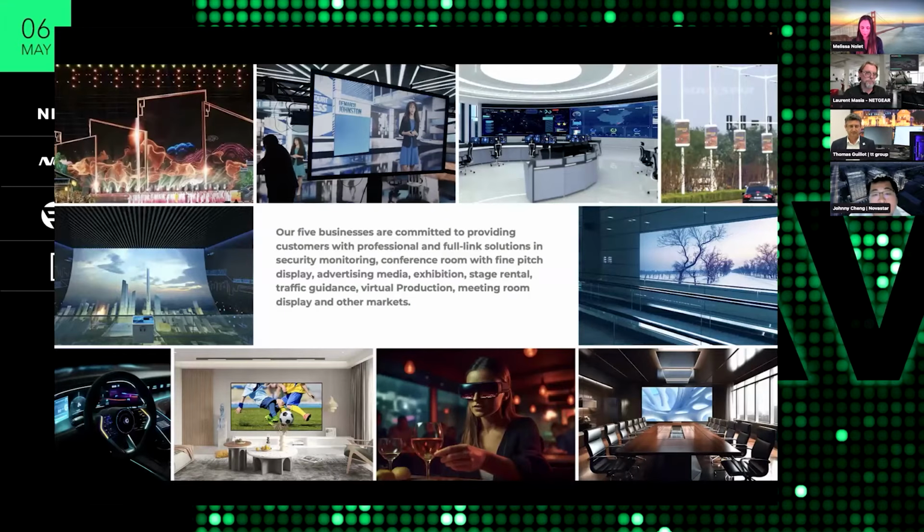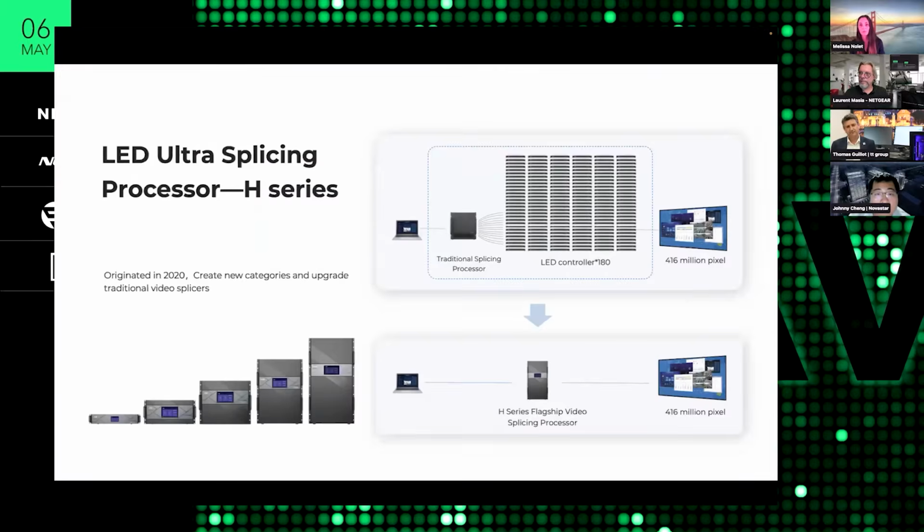For these 5 product lines, we provide very professional solutions for security monitoring centers, conference rooms with fine pitch LED displays, and also advertising, exhibition, and rental business. Also, of course, for meeting rooms and control rooms, scenarios like these.